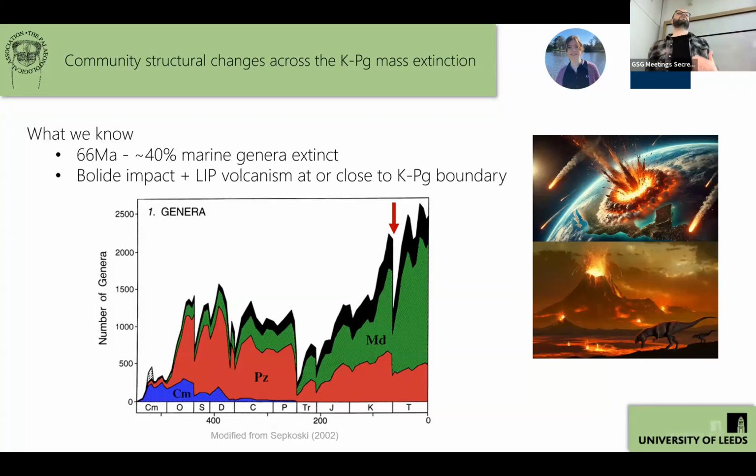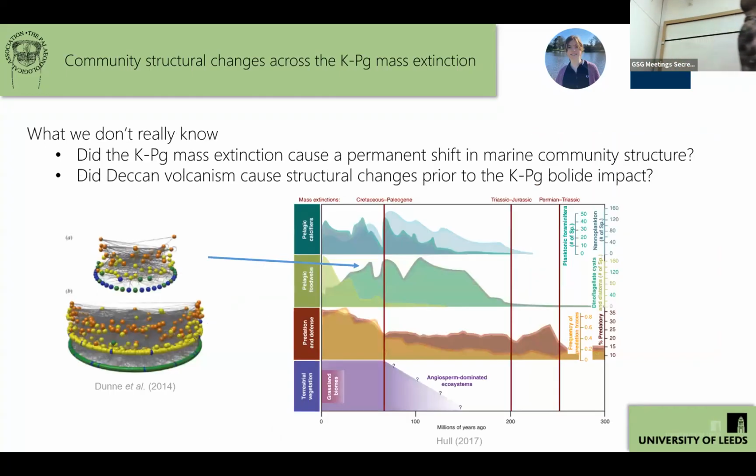In the marine fossil record, we see a very clear, very sudden extinction signature at the boundary, which is indicative of the bolide impact. But there's still a little bit of debate as to whether the KPG mass extinction happened because Deccan volcanism was weakening the biosphere prior to it. So did the Deccan volcanism cause structural changes prior to the KPG bolide impact, so that these communities became a little bit less resilient and more prone to collapse during the impact event? And then we're interested in whether the KPG mass extinction caused a permanent shift in marine community structure.